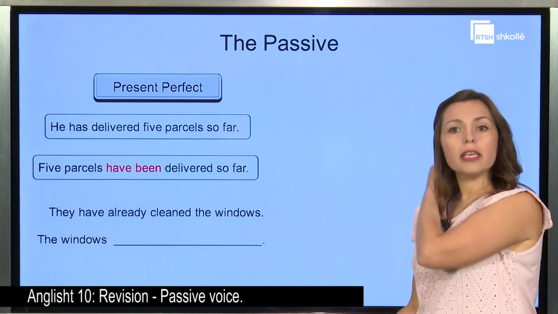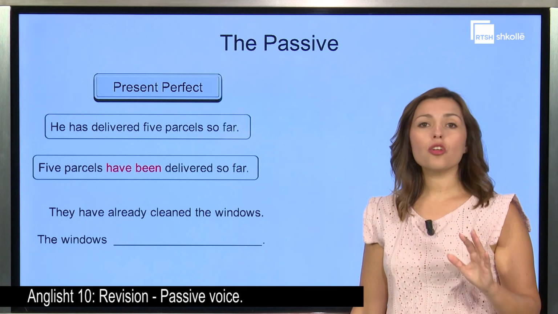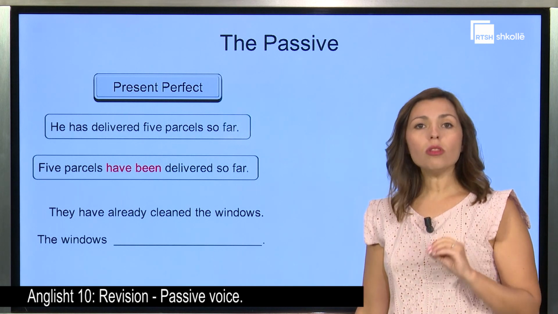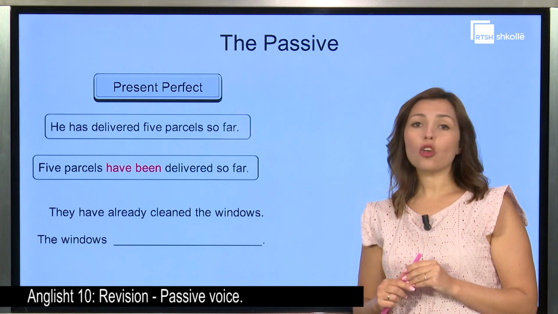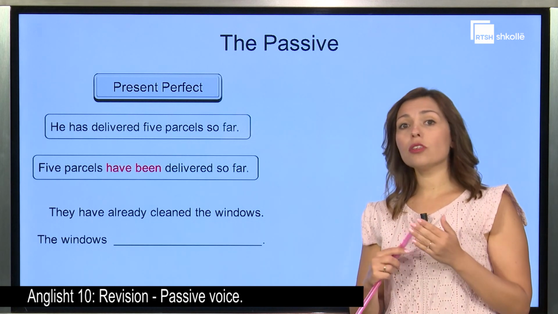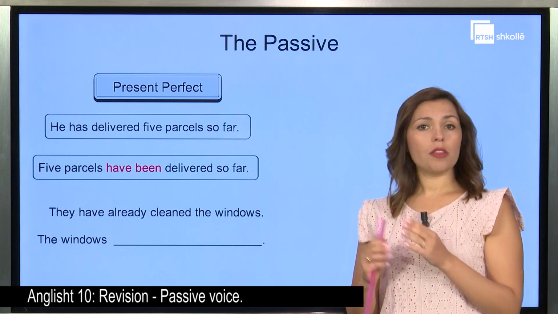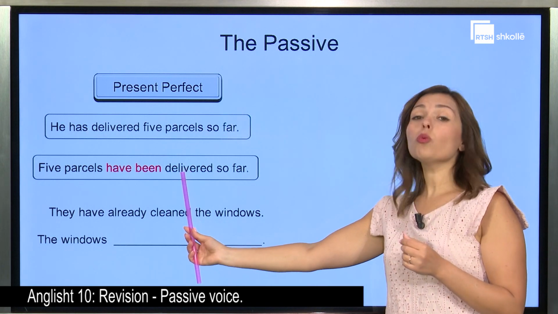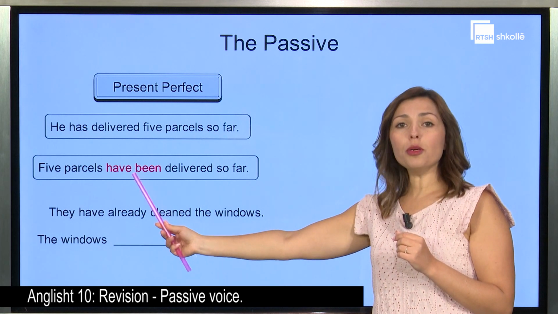So as you can see, the past participle of the verb does not change. The only change is in the tense, is in the verb to be. So, is delivered, was delivered, has been delivered. The past participle is always the same. The only change is here in the verb to be.